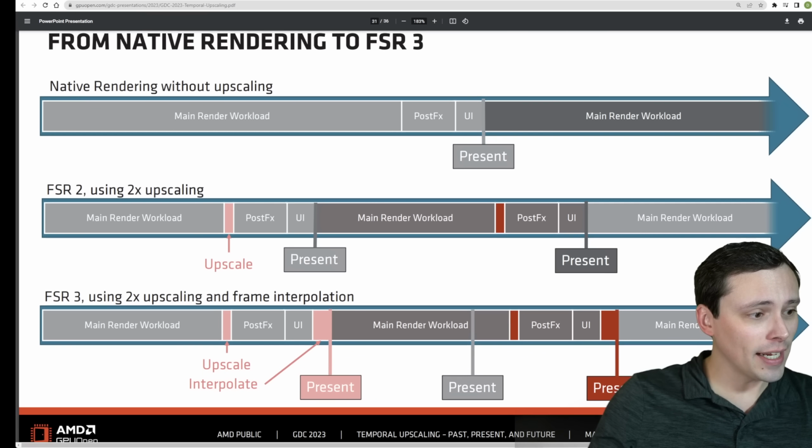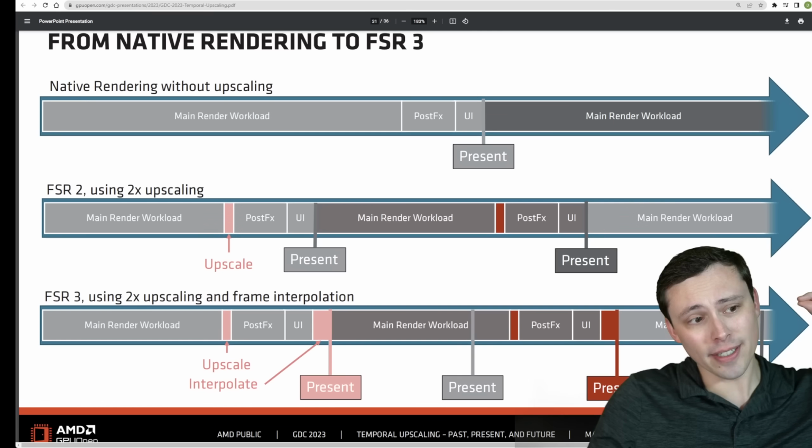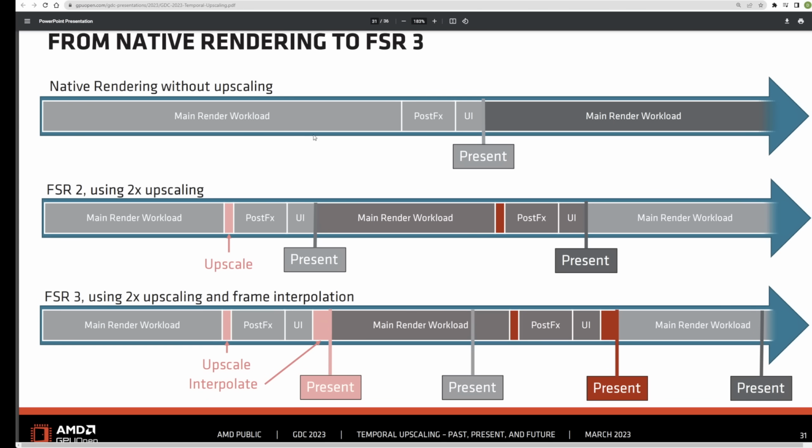So they do this diagram, which I am currently blocking, so you know what? Maybe just Thanos snap myself out of existence. They're showing us here basically native rendering without upscaling. You would just do the main render workload, you would do the post-processing and UI, and then present a frame, and then that begins again to begin working on the next frame.